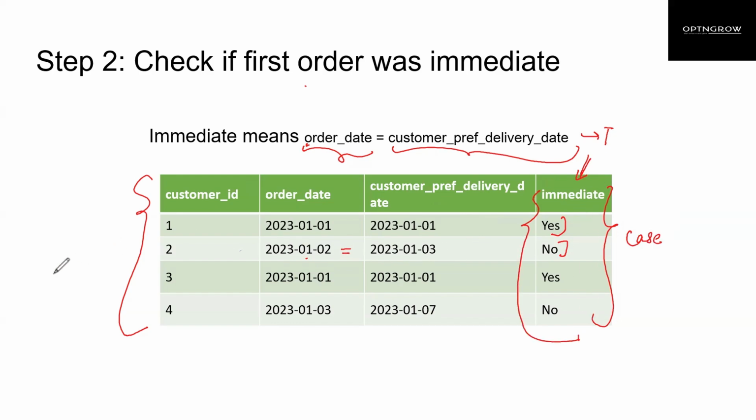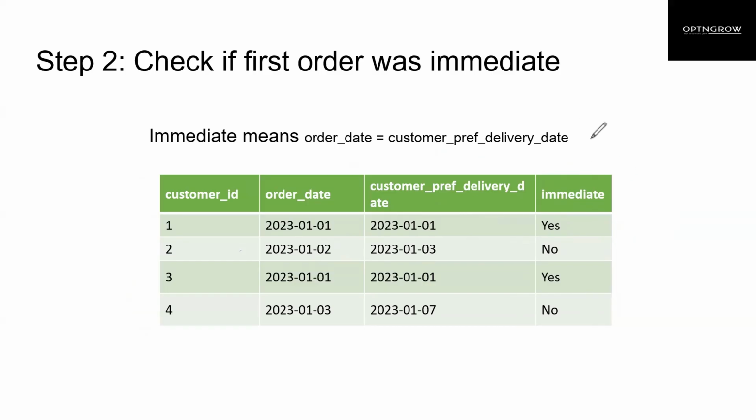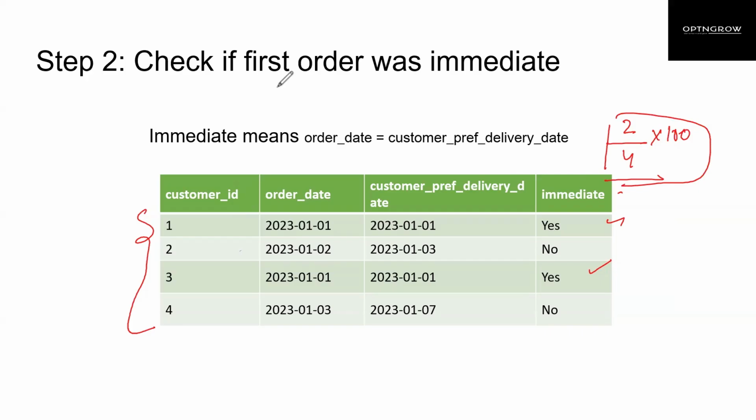Now, once we have this column, it's very easy. All we have to do is simply calculate the yes part, and then we should have the count of all the first orders, and then we are going to calculate the percentage. It's very simple. It's just that you have to go step by step in order to solve this query. So let's quickly look into the solution.